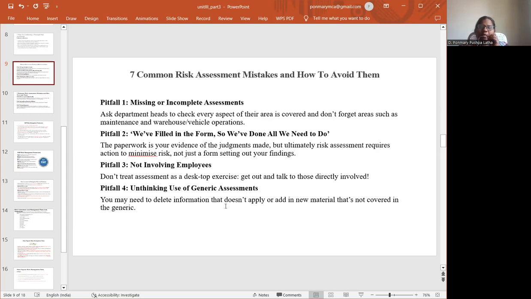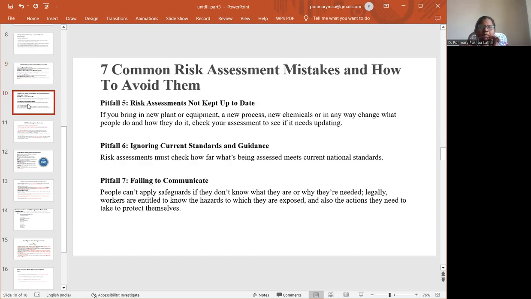So you have to delete information that does not apply. We should not think in a generalized way. This may cause problems. So generalized things should be avoided.